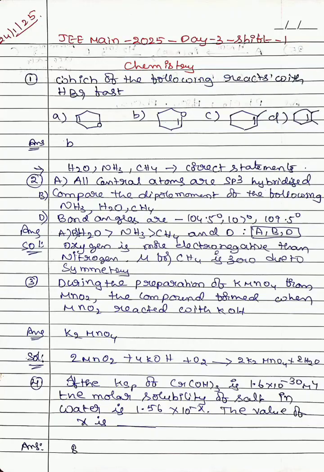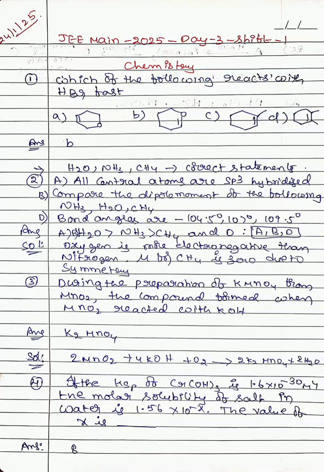First one, which of the following reacts with HBr fast? Here, during the reaction, the carbocation is formed. If we look at option B, the carbocation is readily stabilized by the lone pair of electrons on the oxygen next to it. So in option B, the carbocation will be formed next to the oxygen, hence the reaction becomes fast.